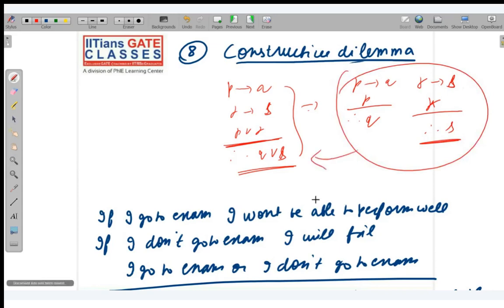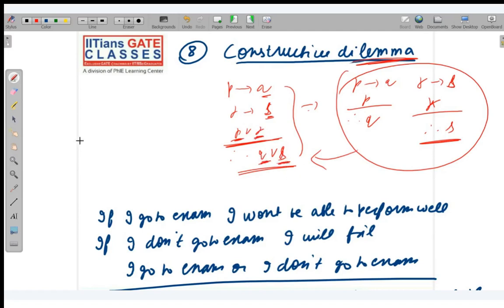So what I have got: P implies Q, R implies S, P or R. That means any one of them can be true. So when any one of them is true, finally either Q or S should be true. Now why am I calling it a dilemma? I am in a dilemma that either Q is true or S is true. I cannot say precisely which is true, because I cannot say precisely whether P or R is true.